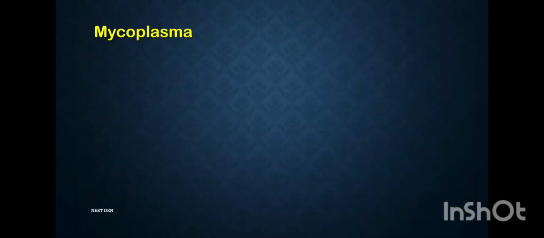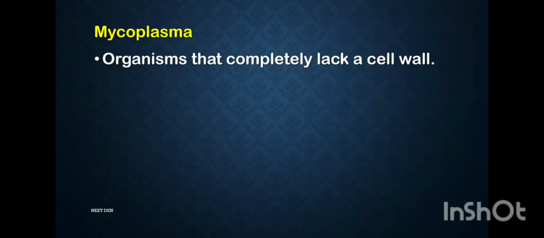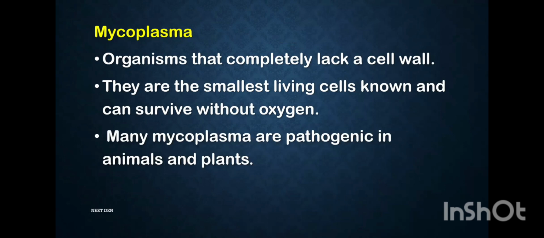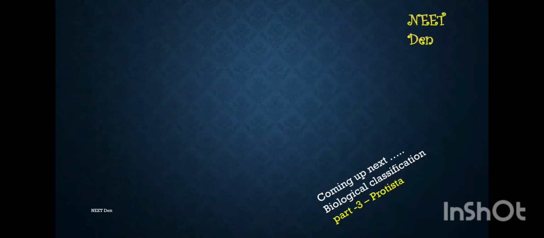Lastly, let us see what is mycoplasma. Now, this is also a type of bacteria, but it has some special characteristics. Like this mycoplasma completely lacks a cell wall, and they are the smallest living cells which are known to survive without oxygen. Many of the mycoplasma are also pathogenic, that means they can cause various diseases in plants as well as animals. So here we end with Kingdom Monera.